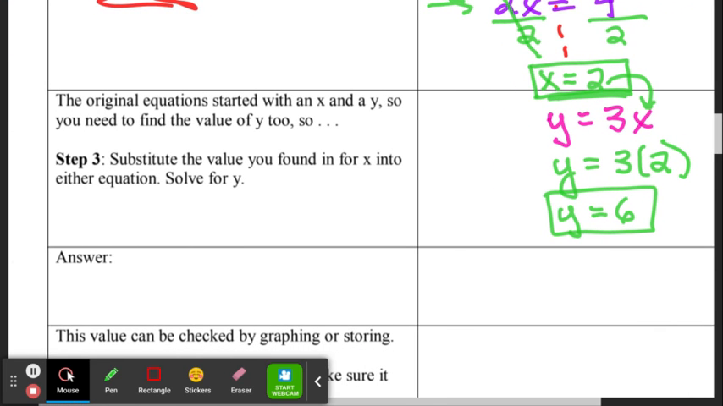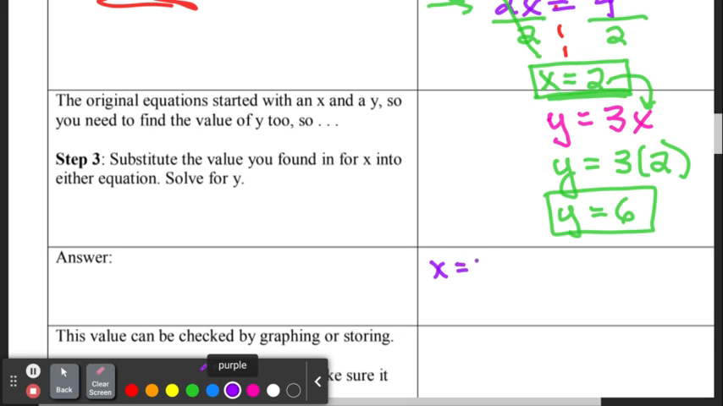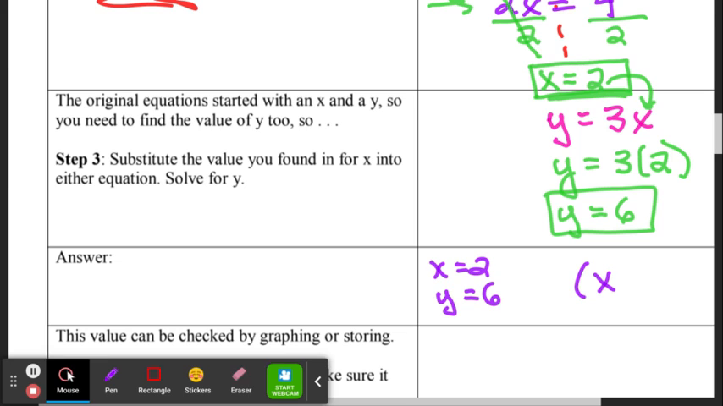Our answer. So you could write your answer in two different ways. You could say x equals 2, y equals 6. Or you can write this as a point, just like we did when we graphed. Whoops. Well, that's not the way.